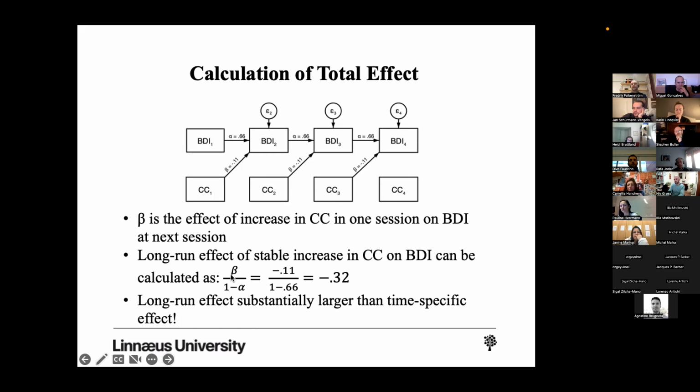Then we would expect the effect to be beta divided by 1 minus alpha, which means that the higher alpha is, the smaller this denominator will be, and the higher the result will be. And obviously the higher beta is, the larger it would be, but that's not very surprising. So in this case, I just used the minus 0.11 here, the beta estimate, and the alpha estimate, 1 minus 0.66, and it turns out to be minus 0.32. So even if this minus 0.11 looks like a small effect, if we were able to increase CC more stably over time, then we would get an effect that would be at least moderately sized, larger at least in this sense.